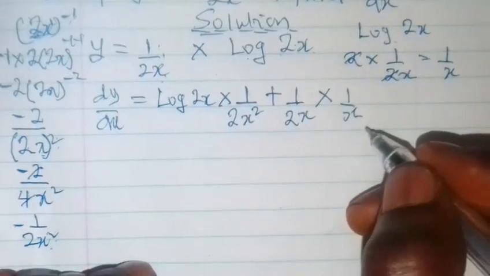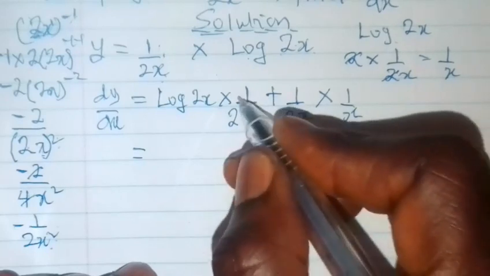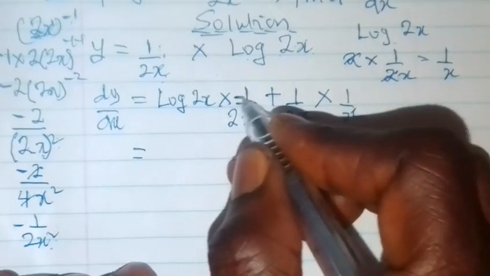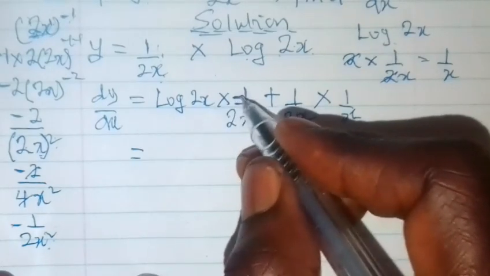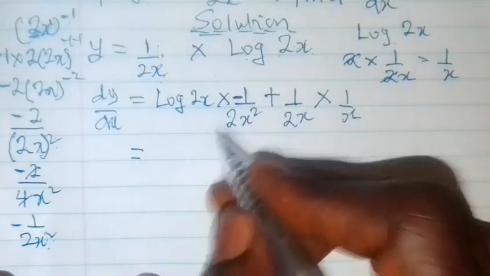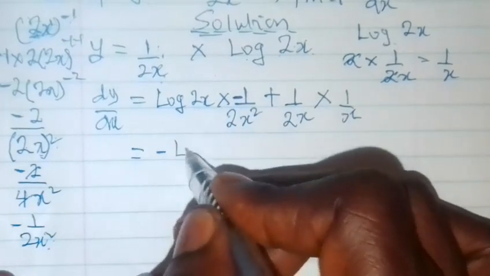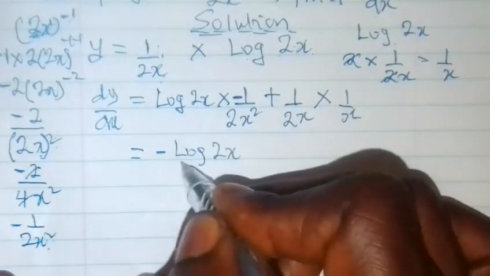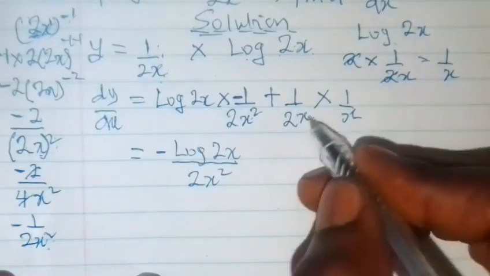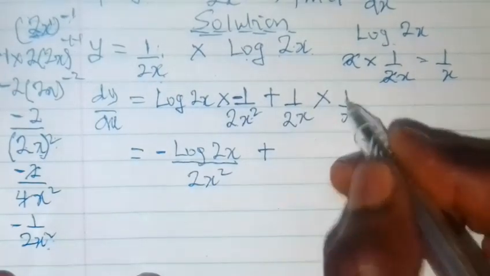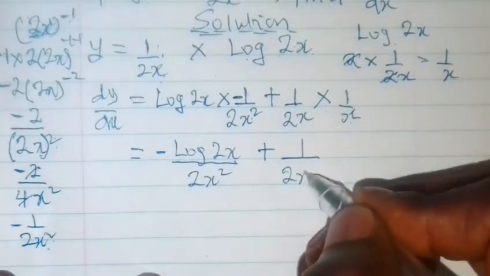Now the next thing we are going to do is to multiply this one out. Don't forget that here, 1 upon 2x, there is a minus sign here. Please pardon me for not putting it out on time, but now we have done so, okay? Now to multiply this one out, minus 1 times log 2x will give us minus log 2x, everything divided by 2x squared. Now if you come to this place, we put our plus. 1 times 1 will give us 1, and 2x times x will give us 2x squared.